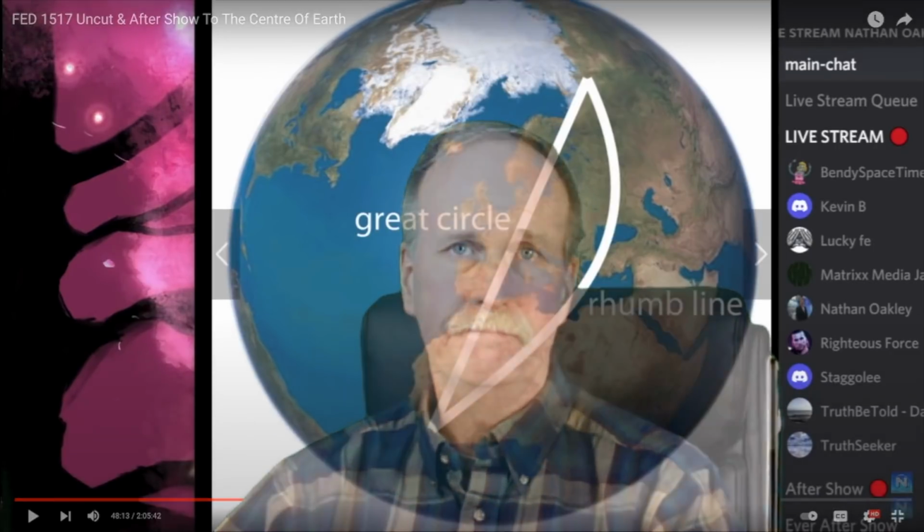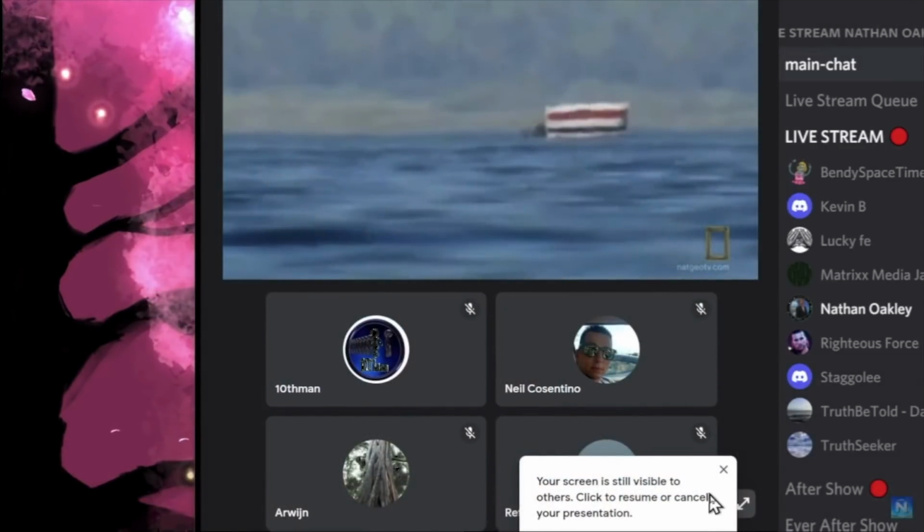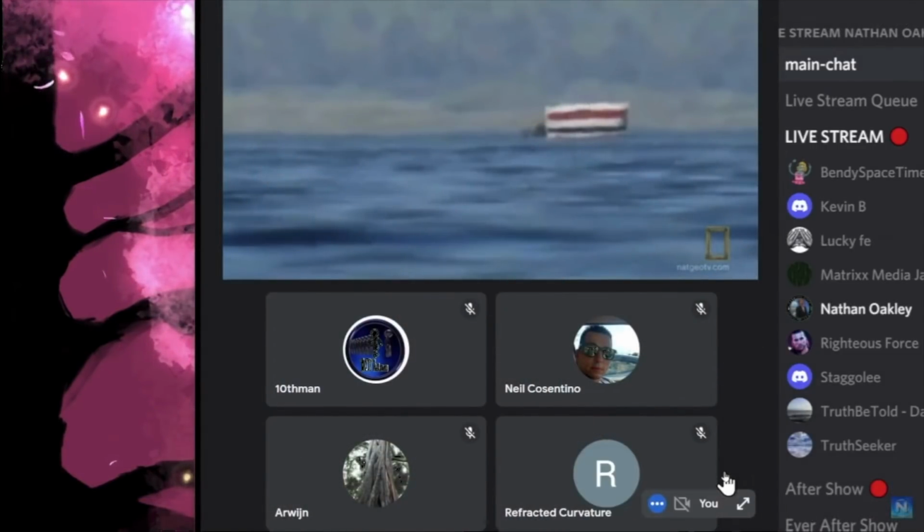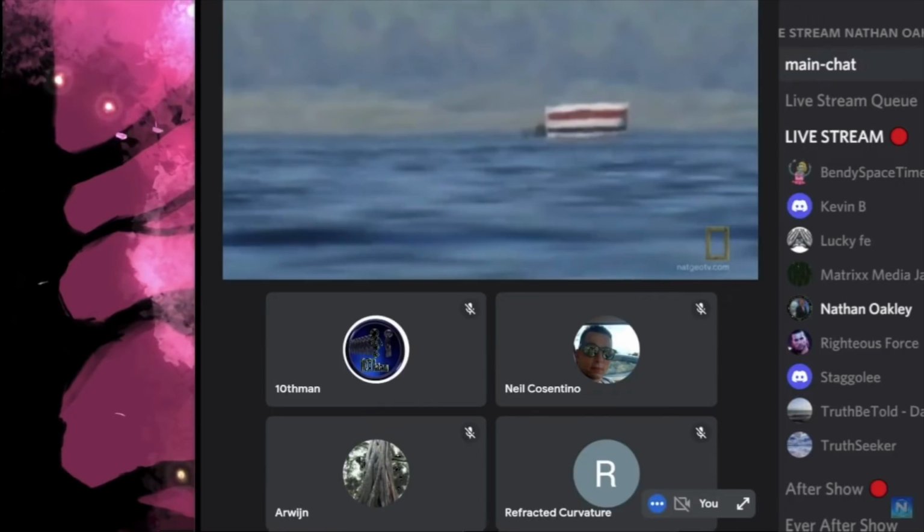Well, it's a good thing that we have our 10th man. But, you know, even if we didn't have R, the great circle would still be the shortest distance across the surface of the earth, because the earth is a sphere. Getting right down to the nitty-gritty. It's not just we've been deceived, here's the deception. Here's how you've been deceived. I love it, 10th. You're getting right into this.